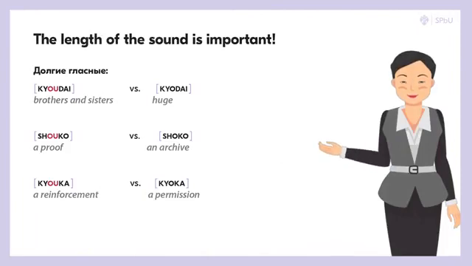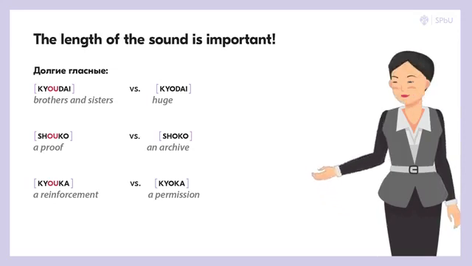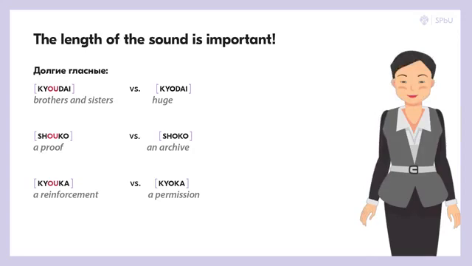As I said before, all the syllables can be either short or long. This affects the meaning. For example, 兄弟, brothers and sisters, 巨大, huge, 証拠, proof, 書庫, an archive, 強化, reinforcement, amplification, 許可, permission.